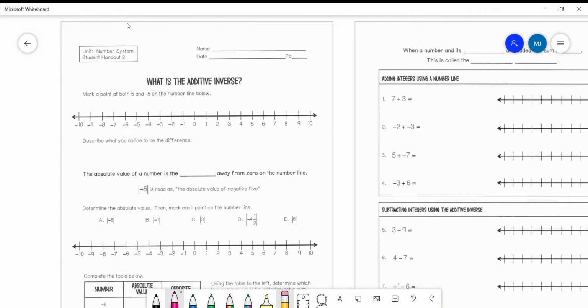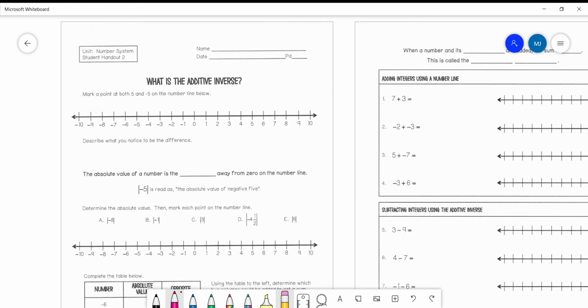Hey guys, we're going to start a new curriculum. We're going to stop doing Eureka Math for the rest of this year, and we're going to pick up with what's called Maneuvering the Middle. And so today we're going to look at the unit on number systems, handout 2. So the handouts are going to be your notes, and so that's what we're going to work on first, some notes for today. And we've already even talked about this.